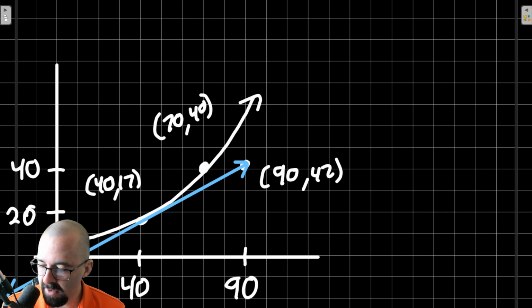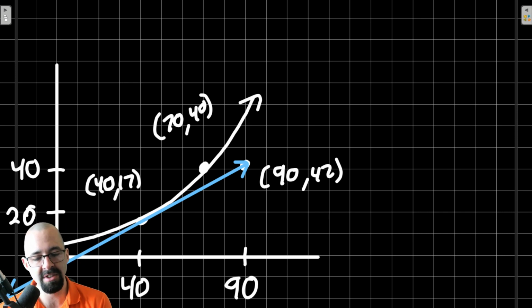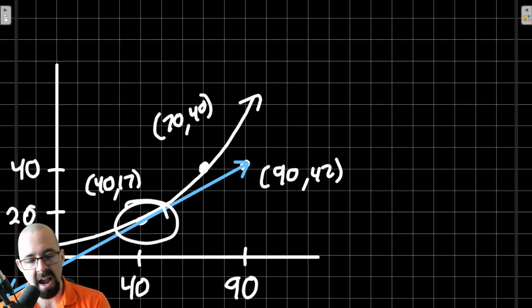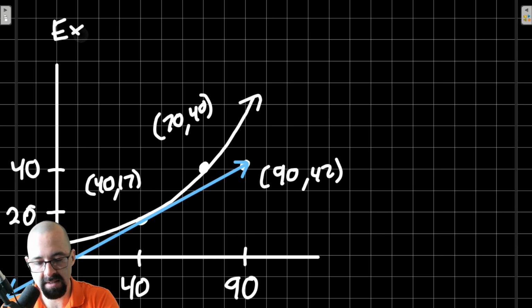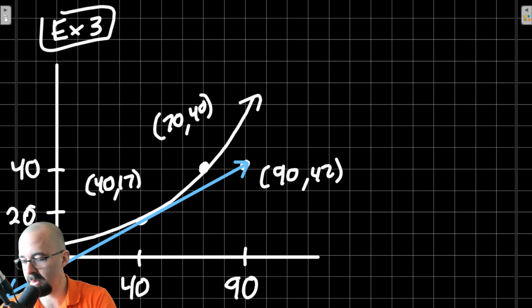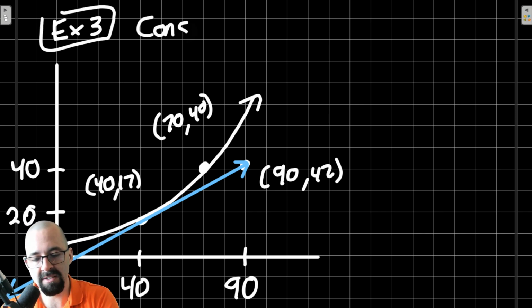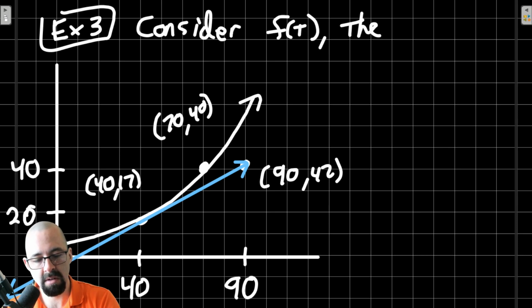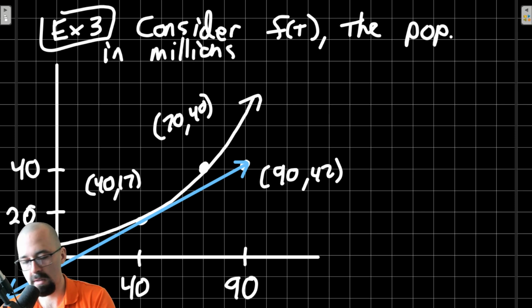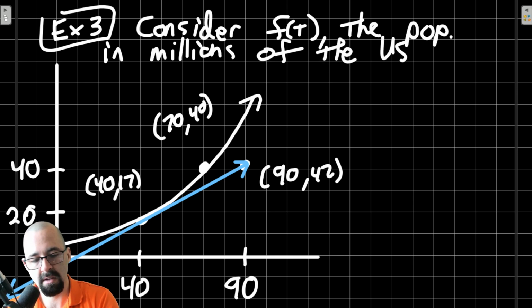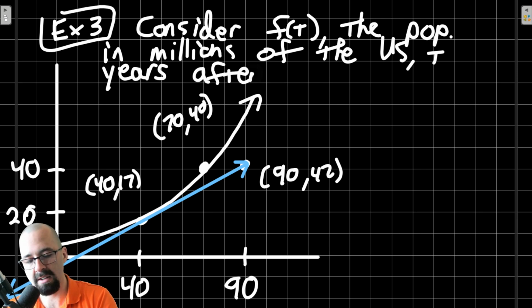So here we have this function, and we have a tangent line. This blue line is the tangent line at this point right here. Okay, so what we're going to do is, this is example number 3, unless I'm counting off, which is completely possible. Consider f of t. So that's the white one, which is the population in millions of the US t years after 1800.